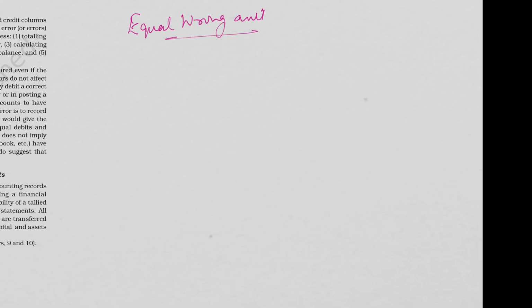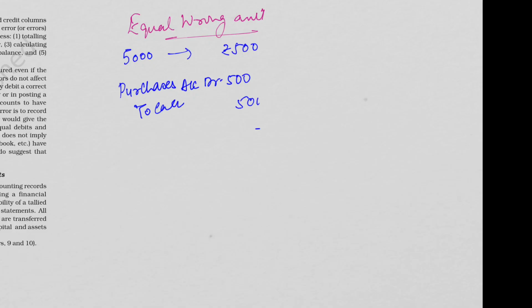Second, we have equal wrong amount. Suppose a transaction of rupees 5,000 is mistakenly recorded as rupees 500. The entry recorded is purchases account debit rupees 500, cash credit rupees 500. Even though the amount is incorrect, both sides will match, so the trial balance will still agree. That is why accountants must carefully verify the records even after preparing the trial balance.